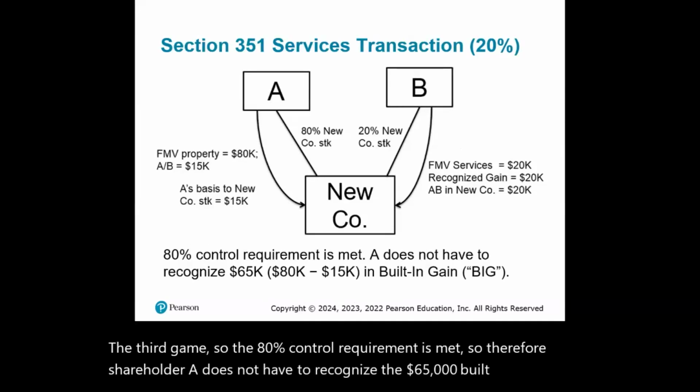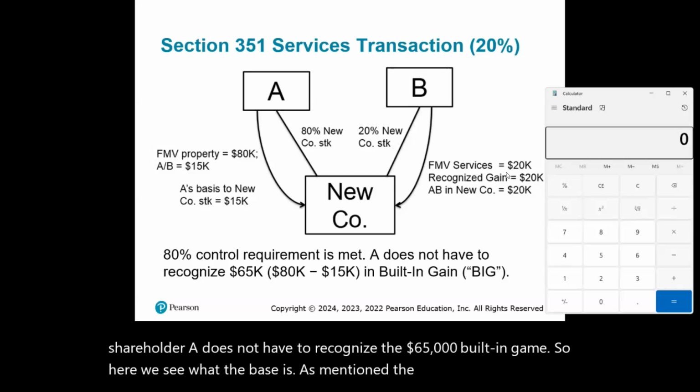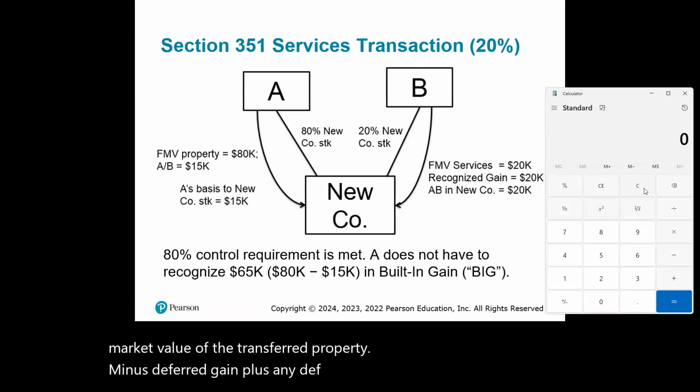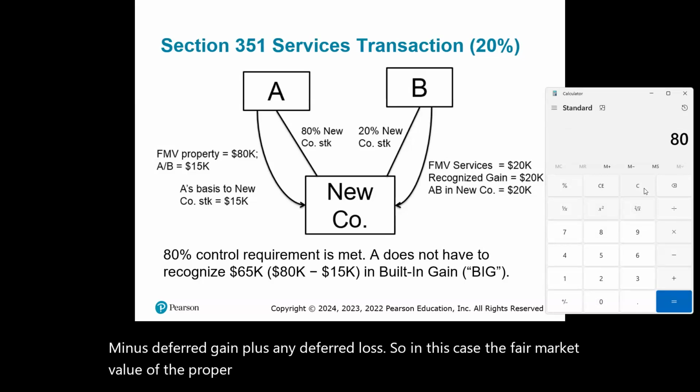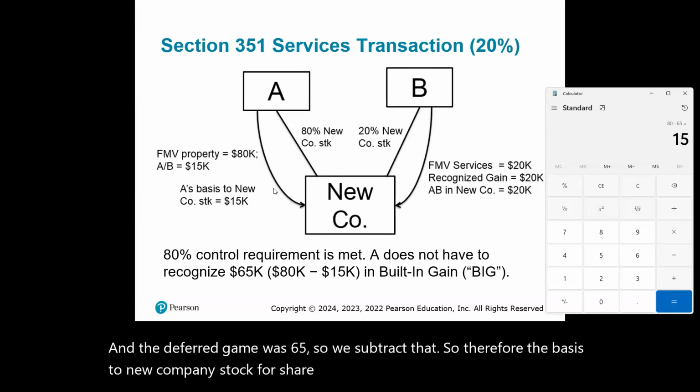Here we see that, as mentioned, the basis is always the fair market value of the transferred property minus deferred gain plus any deferred loss. In this case, the fair market value of the property was 80,000 and the deferred gain was 65,000. So we subtract that, and therefore the basis in the new company stock for shareholder A is 15,000.